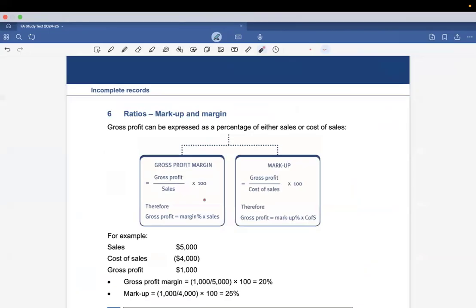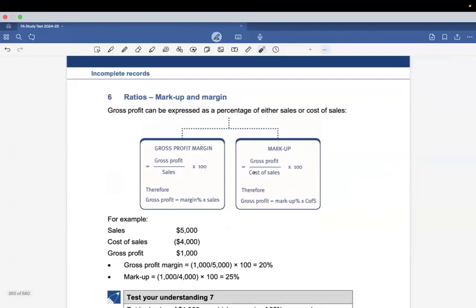So, gross profit margin and markup. Okay. When you conduct a business, it's totally your choice how you're going to take the profits out of it, right? So there are two methods in which you can calculate profit. The one is gross profit margin, the other is markup. Understood? So gross profit margin means you're going to apply an amount over sales in order to get the profit. Understood?